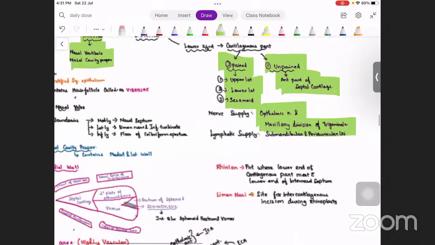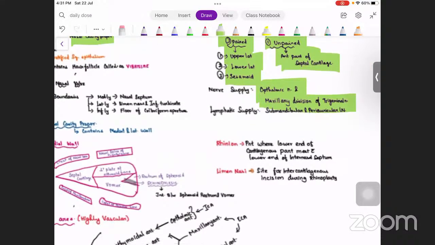Then you may have the inner one. Prior to moving on to the inner one, we have the rhinion and the limen nasi. What is this rhinion and limen nasi? Rhinion is the part where the lower end of the cartilaginous part meets the lower end of your internasal septum. That part is called the rhinion, while limen nasi is the site for intercartilaginous incision during rhinoplasty.